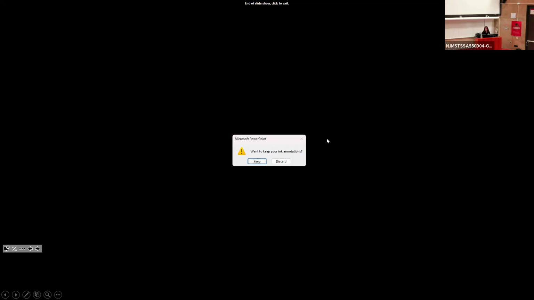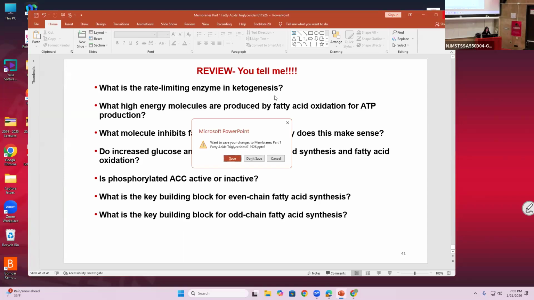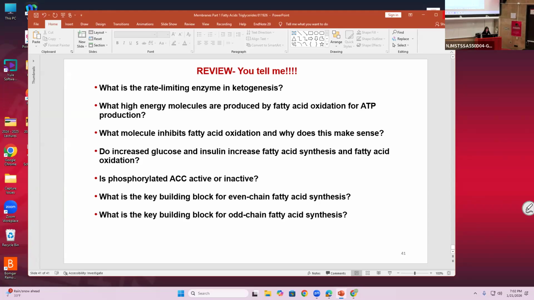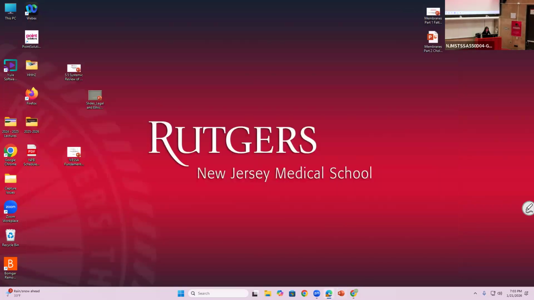Now, see, so it's recording. Want to keep your ink annotation? Well, I didn't do anything, but we'll just say keep, why not? And then we keep recording, and so we just close this and go to the next lecture, unless somebody really has an urgent need to take a break. Okay, we'll go to the second one.